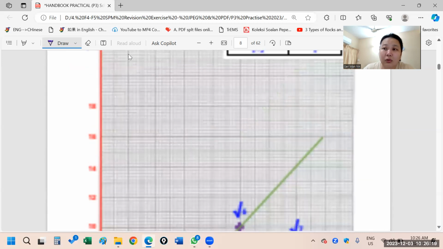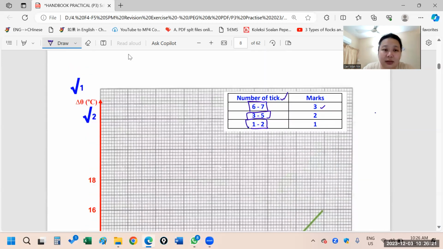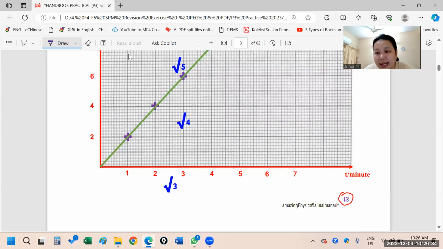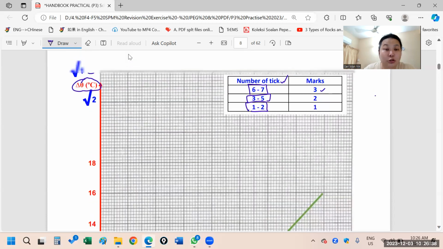Alright, so now how to get the technique correctly? Number 1, physical quantity and unit for the x-axis. This is the y-axis, and for your x-axis, correct. You follow your instruction or from the question. Okay, x, y axis both correct, you get 1 tick.